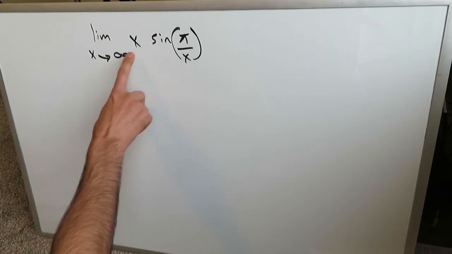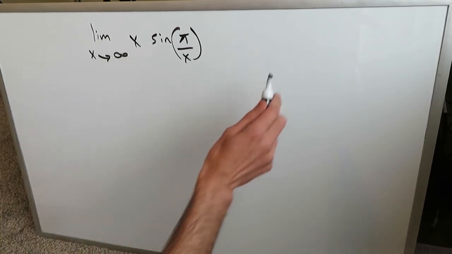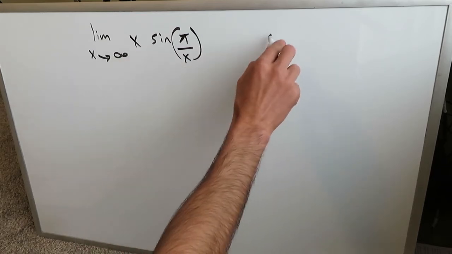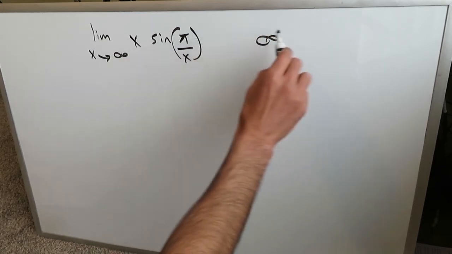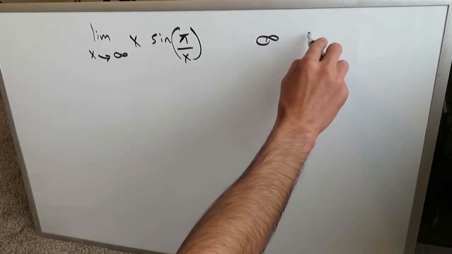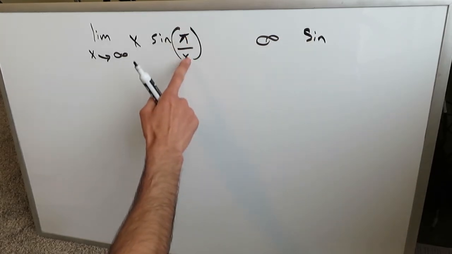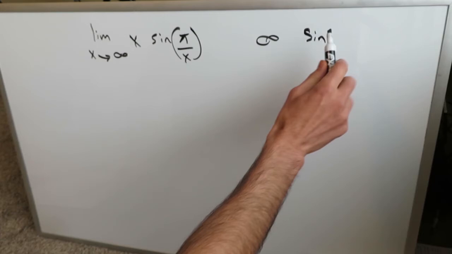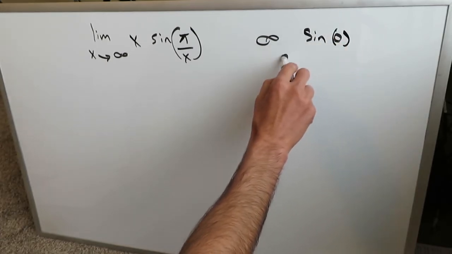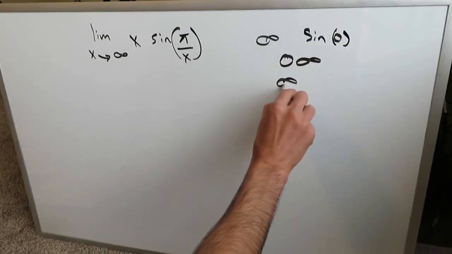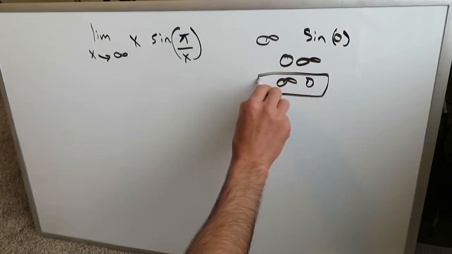If you were to put this infinity in place of x, you would technically end up having the function be just this infinity, and then this sine pi over x would be sine of such a small number, pi divided by infinity. As you plug it in, it would essentially be saying sine of 0, and you're basically looking at 0 times infinity, or infinity times 0 form. This is the indeterminate product form.